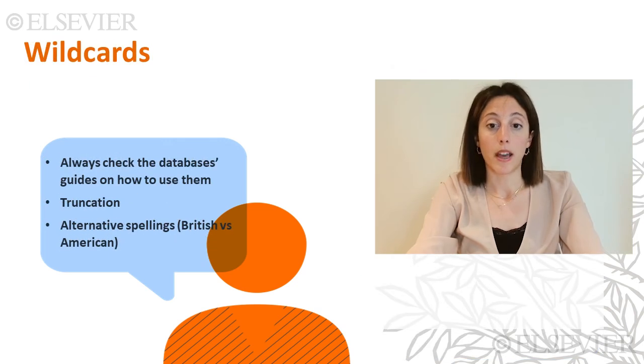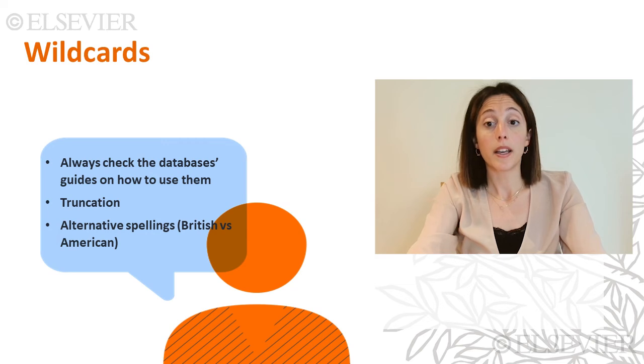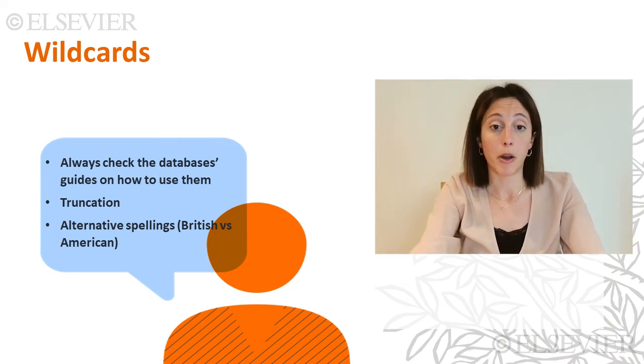I also recommend having a look at wildcards, as they can make your search easier. There will be different wildcards in different databases, so always double check the help pages in all databases. One example is truncation. Usually it is through an asterisk, and this allows you to include various word endings. For example, you could search for midwife and then an asterisk, and that should capture terms like midwife, midwifery, midwives.